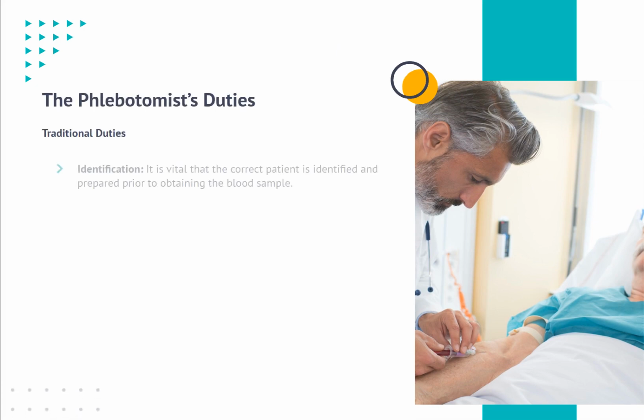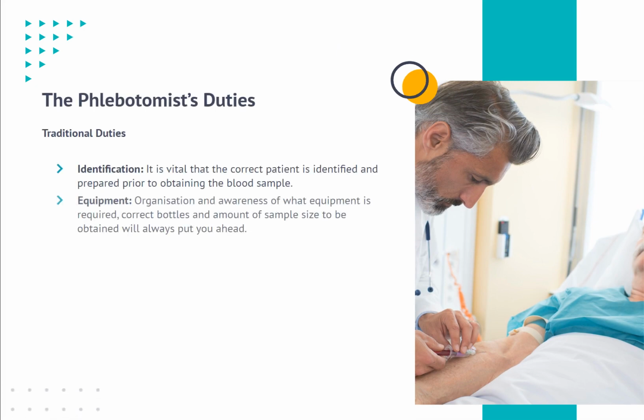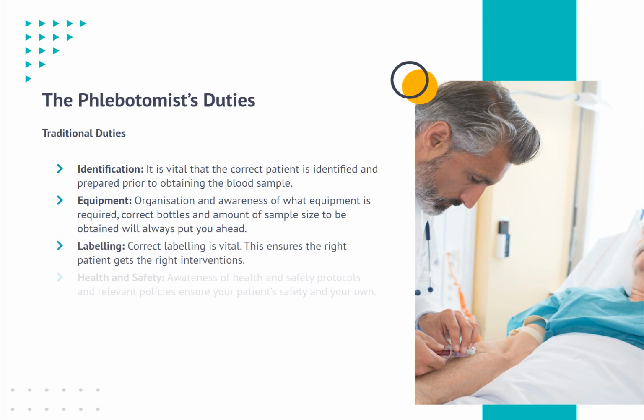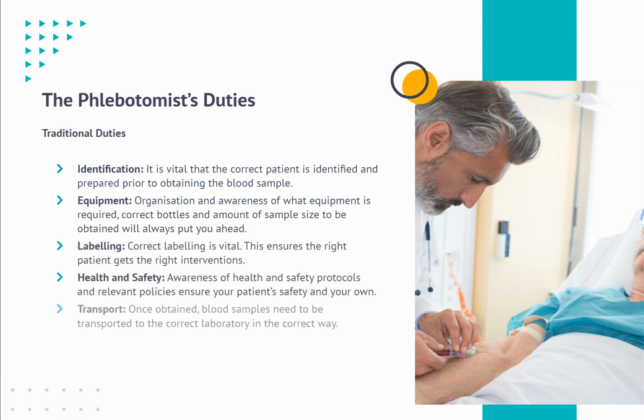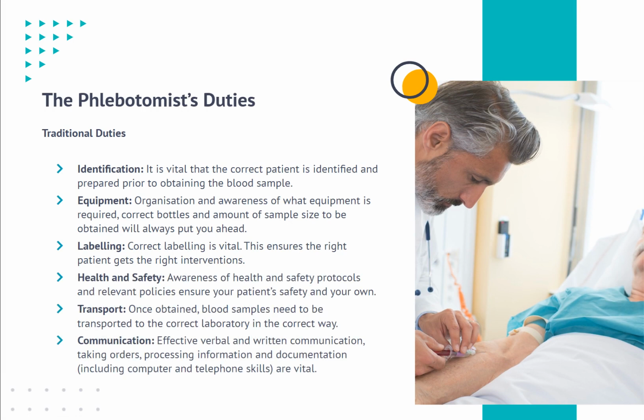Traditional duties. Identification. It is vital that the correct patient is identified and prepared prior to obtaining the blood sample. Equipment. Organization and awareness of what equipment is required, correct bottles and amount of sample size to be obtained will always put you ahead. Labeling. Correct labeling is vital. This ensures the right patient gets the right interventions.